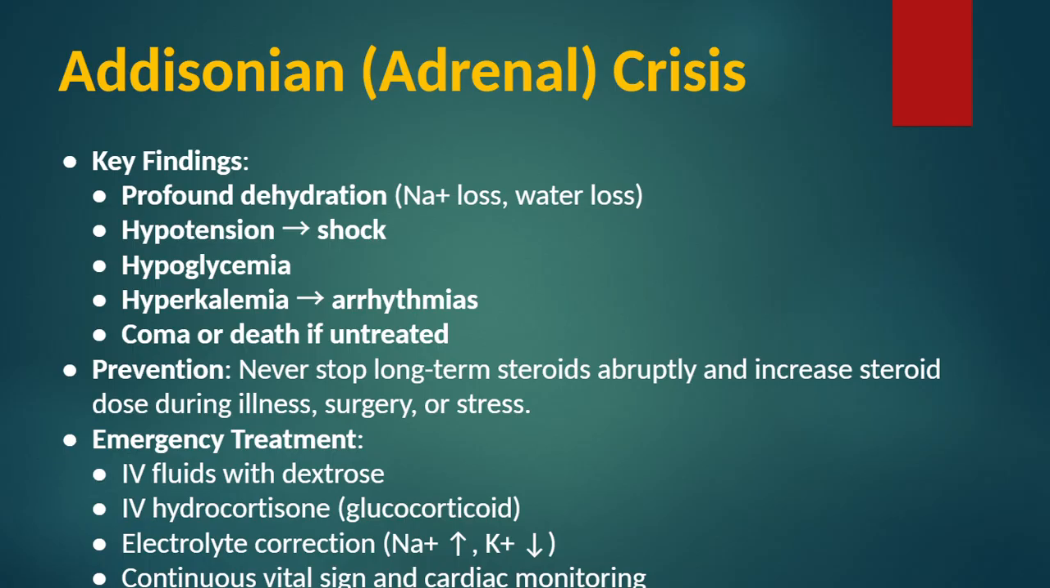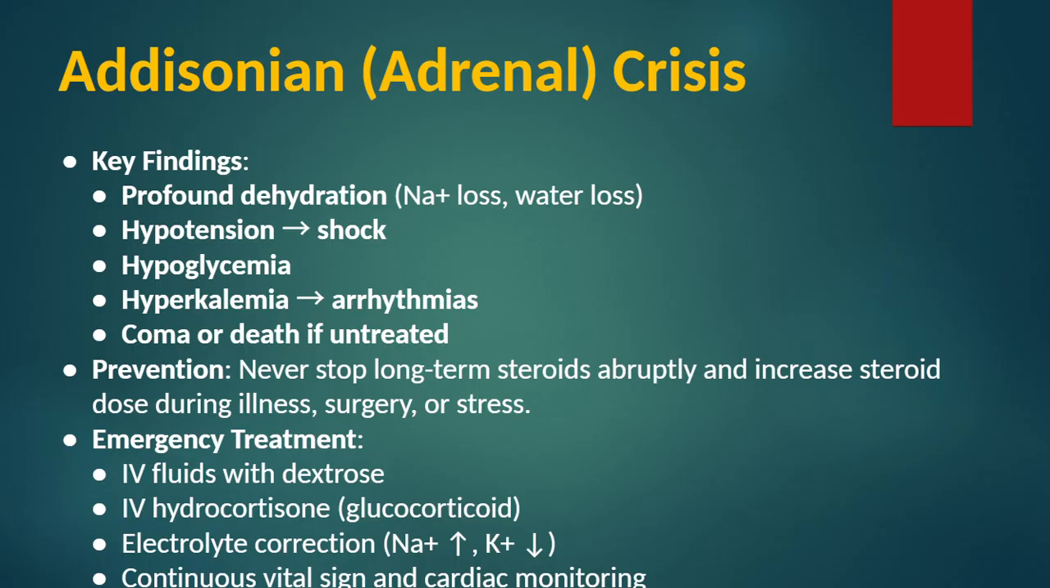One of the most life-threatening complications of Addison's disease is the Addisonian crisis, also called adrenal crisis. This is a true medical emergency that requires rapid recognition and treatment to prevent death. An Addisonian crisis occurs when the body is suddenly deprived of adequate levels of cortisol, a critical hormone that helps the body respond to stress, maintain blood pressure, and balance fluids and electrolytes.